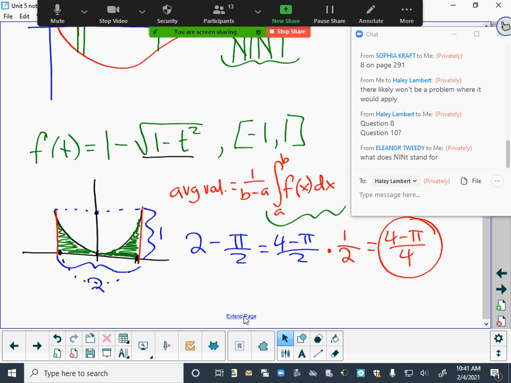As a number, just to make sure that it makes sense here, that is about 0.21. This would have been like a half, so it's a little less than a quarter. In here, this approximately 0.21, as the average value, meaning of course that if we made a rectangle of height 4 minus pi over 4 and width 2, it would have the exact same area as the green area.